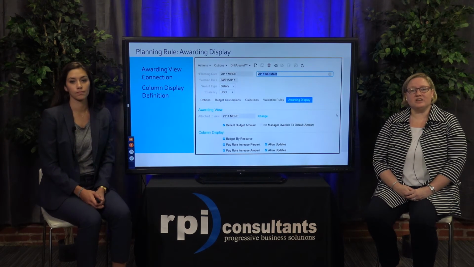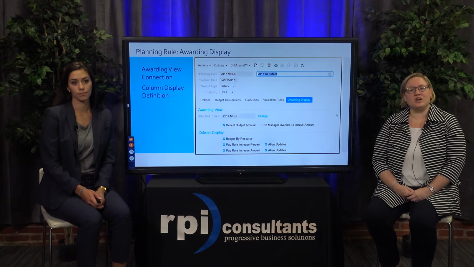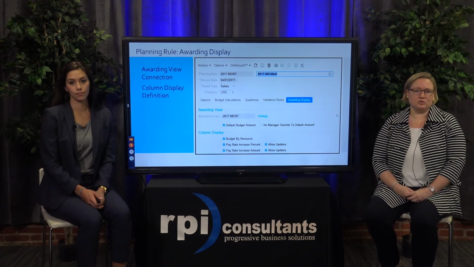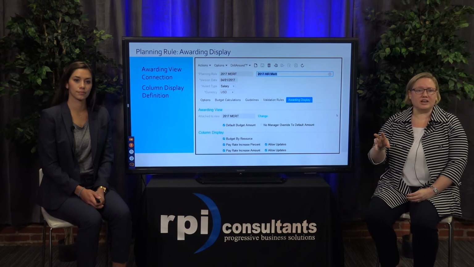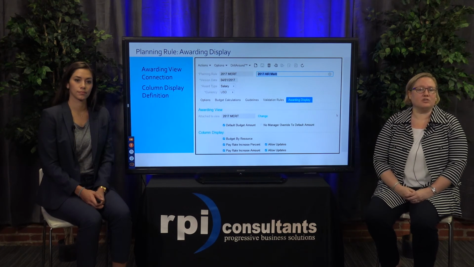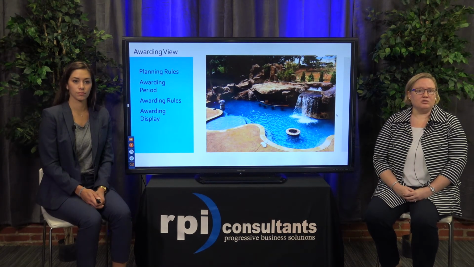And finally, the awarding display. So this is where you're going to start connecting to an awarding view. The system kind of defines it in tandem with the planning rule. And then we're going to go next and see where you can further define. So your awarding view is where you have your planning rule pull in, you connect to it, you define your awarding period, you define additional awarding rules, and finally your awarding display.